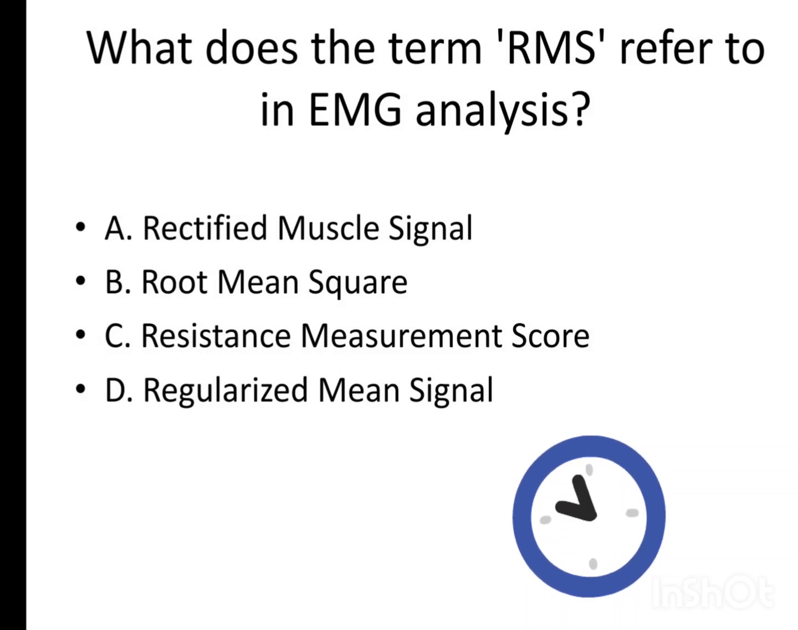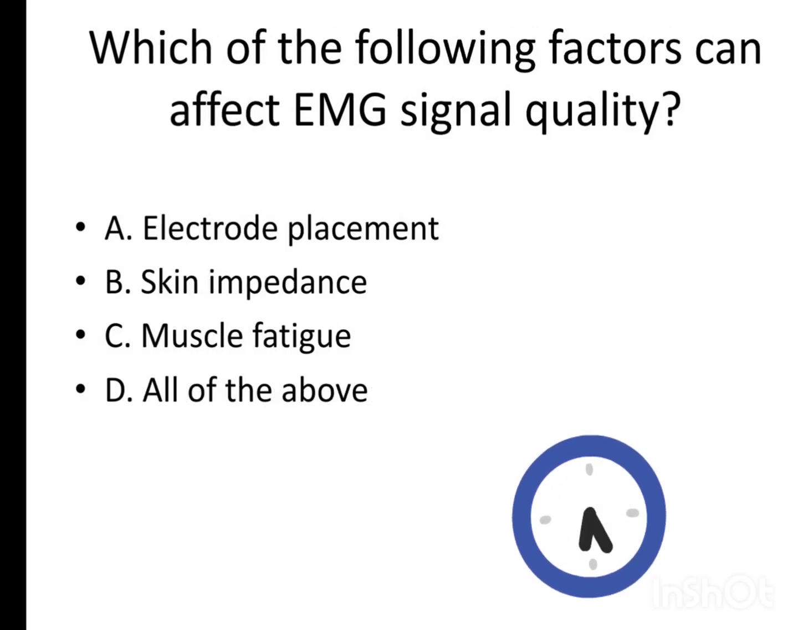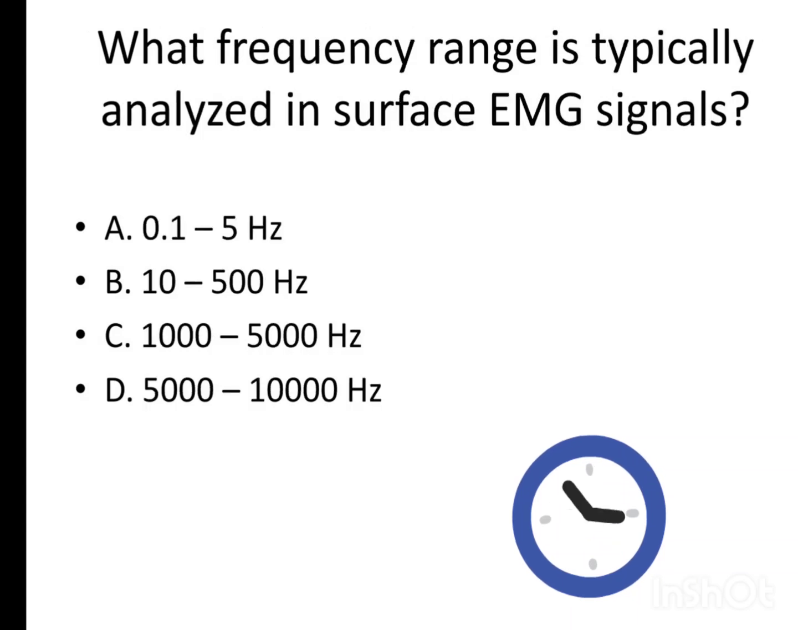Which of the following factors can affect EMG quality? Electrode placement, skin impedance, muscle fatigue. Electrode placement should be over the belly of the muscle. Skin impedance means the skin preparation, and muscle fatigue can reduce the EMG signals. So all options can influence the EMG signal quality.